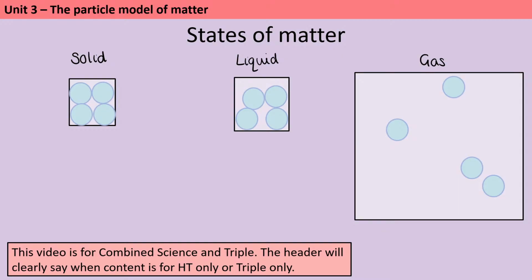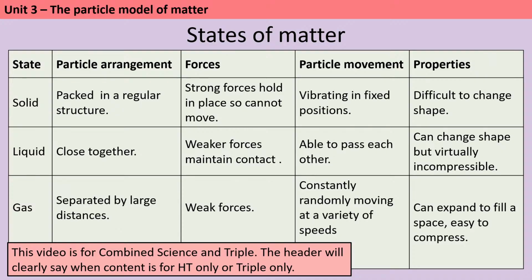In a solid, there are really strong forces holding those particles in place. These forces become repulsive if the particles get closer to each other. In a liquid, the forces are a bit weaker, so the particles maintain contact and they can't individually leave that bulk material, but the forces are weaker than they are in a solid. And in a gas, there are really weak forces. In fact, previous exam mark schemes have described them as negligible. In a solid, the particles are moving, but they vibrate in fixed positions, whereas in a liquid, the particles are able to pass each other, and in the gas, the particles are moving in random directions at a variety of speeds.